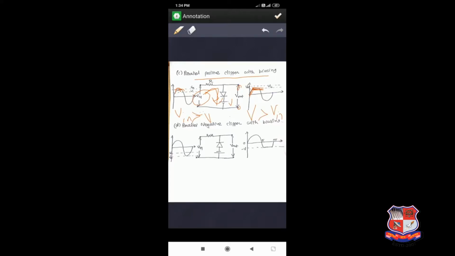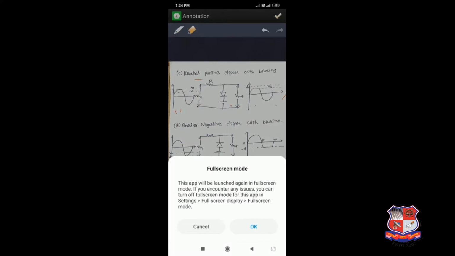So the output voltage is equal to the battery voltage. Again the input voltage is decreased, so the diode is in forward bias, and due to the battery, the diode is in reverse bias. So due to the applied voltage, we get output here, like this.